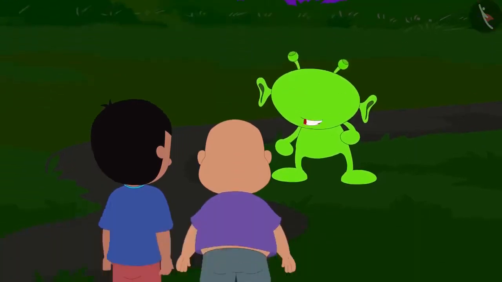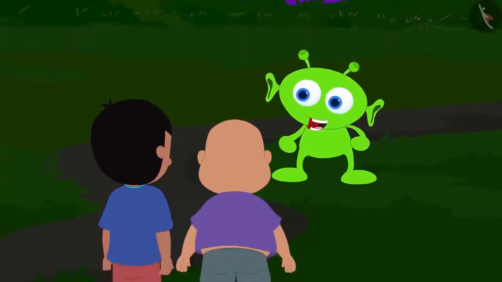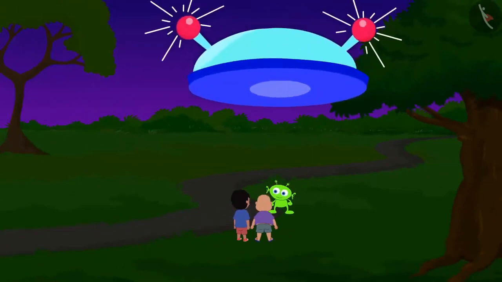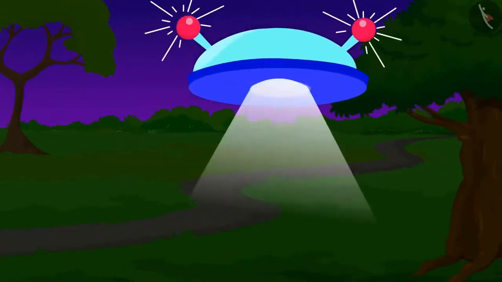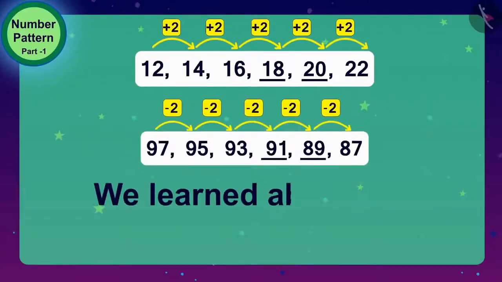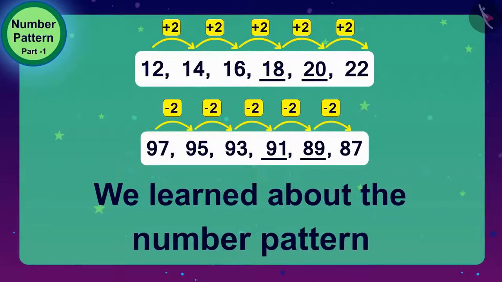Let me take you on a spacewalk with me in my flying saucer. Raju, Bablu and the alien set out to travel space in the flying saucer. Children, in this video, we learned about the number pattern. In the next video, we will learn about some more unique number patterns.